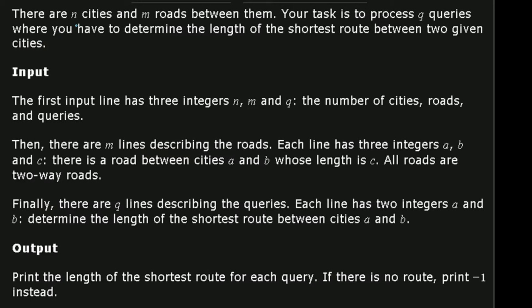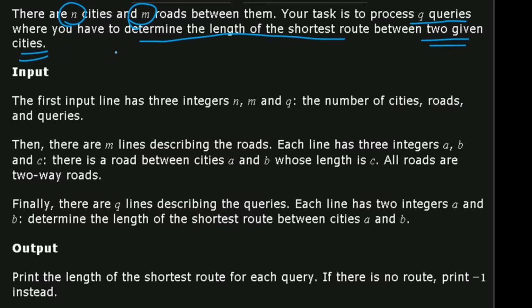Hello and welcome to yet another problem of CSCS graph series. Let's look at the problem statement. There are n cities and m roads between them. Our task is to process q queries. We have to determine the length of the shortest route between any two given cities.